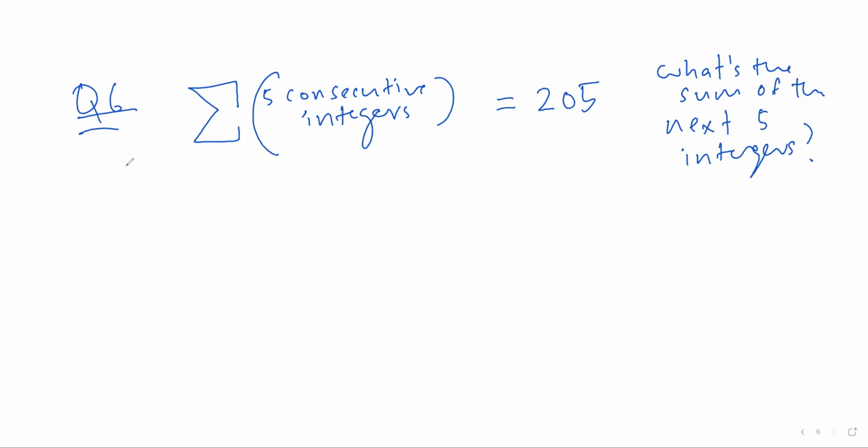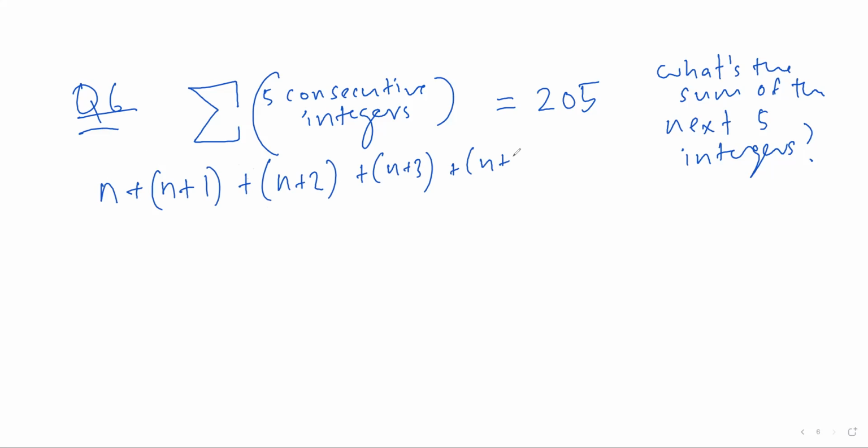So this is actually, if you write in terms of n, n plus 1, and so on, because these are consecutive integers, and that's 205. So you get that 5n plus 10 is 205. From here, n is 39.